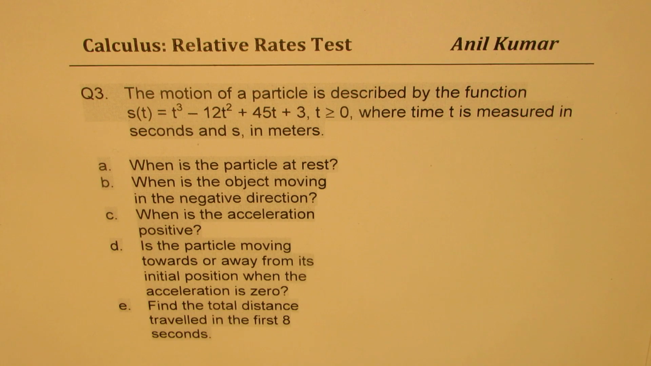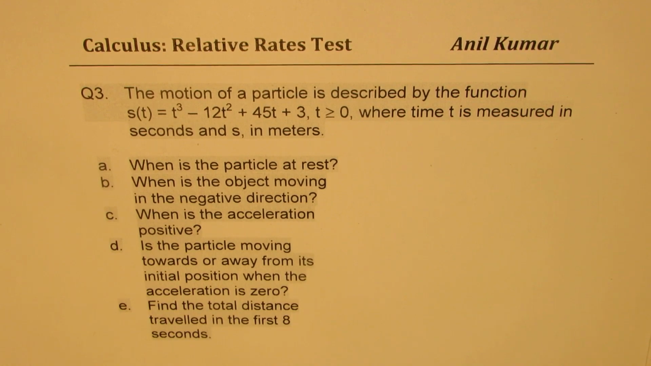Now it has 5 parts. You need to figure out when is the particle at rest, when is the object moving in the negative direction, when is the acceleration positive, is the particle moving towards or away from its initial position when the acceleration is 0, and find the total distance traveled in the first 8 seconds. You can always pause the video, answer the question, and then look into my suggestions.